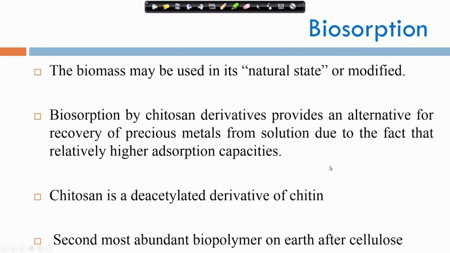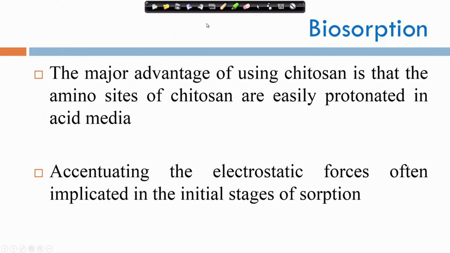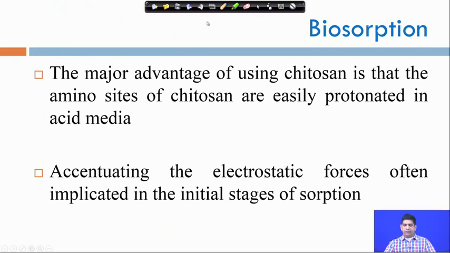Biosorption by chitosan derivatives has been used quite a bit, an alternative for recovery of precious metal. Chitosan is a deacylated derivative of chitin. So, that is the second most abundant polymer on earth after cellulose. So, the major advantage of using chitosan is that amino sites of chitosan are easily protonated in acid media. So, it is protonated, then it is charged, and then you can use that charge to attract the other charge, that is attenuating the electrostatic force, often that increases the sorption.